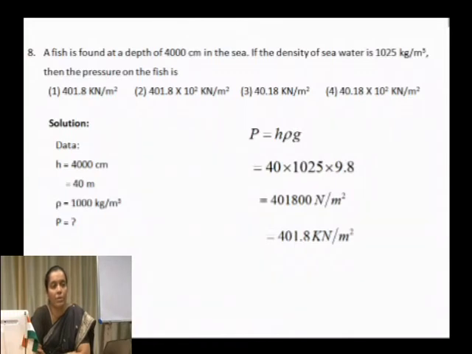Pressure is calculated using the formula rho g h, where h is the depth, rho is the density, g is the acceleration due to gravity. So, substituting these values, we get the pressure at this depth as 401.8 kilonewton per meter square.